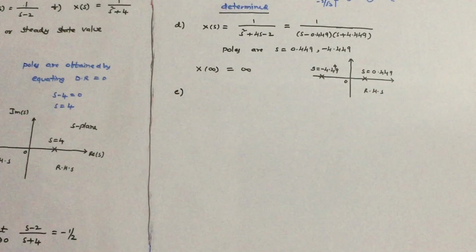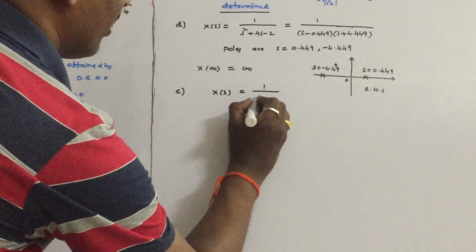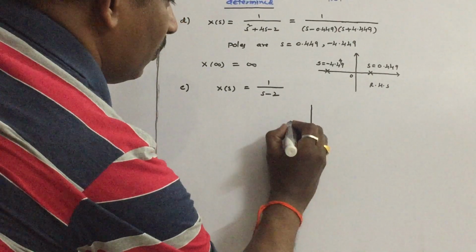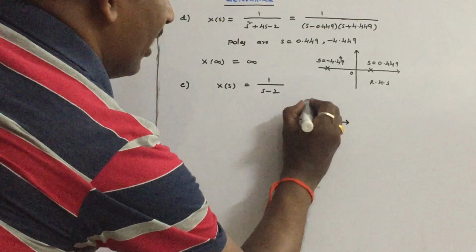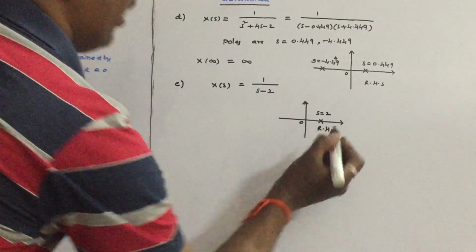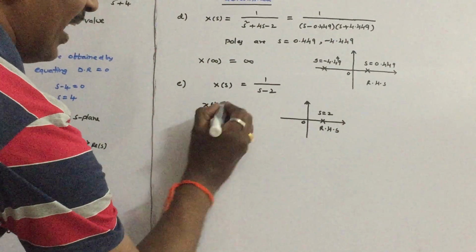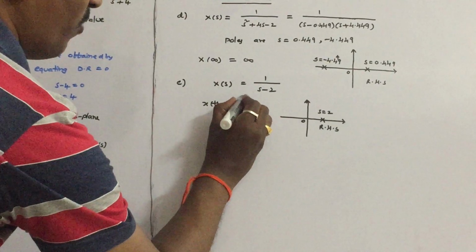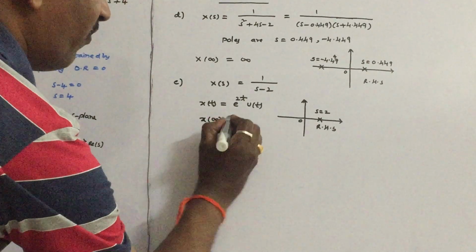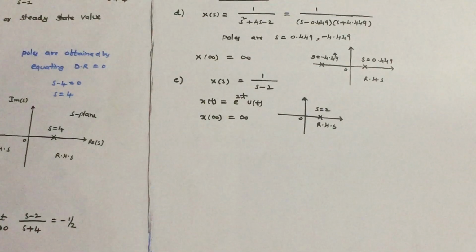Let us check it. Now the next question is E: x of s is equal to 1 by s minus 2. Again you can clearly notice that s is equal to 2 lies in the right half of the s plane. So what is the final value? x of infinity is equal to infinity. Or you can easily check x of t, the inverse Laplace transform, is e power 2t into u of t. So what is x of infinity? e power infinity is equal to infinity, since the pole lies in the right half of the S plane.